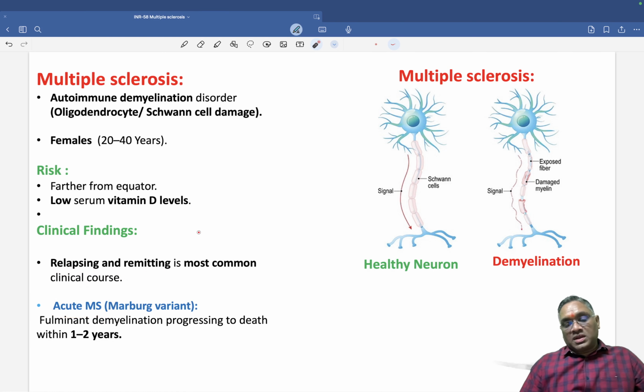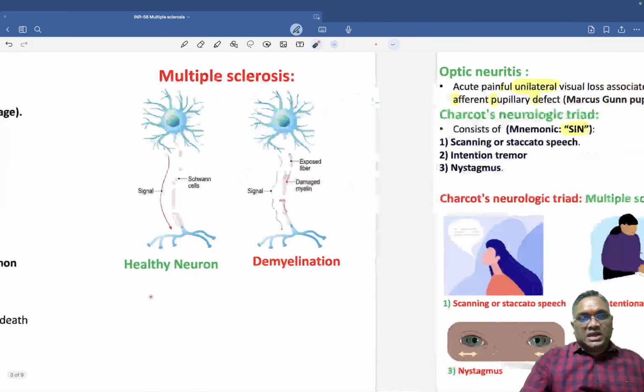In acute multiple sclerosis, there is one variant called the Marburg variant. What is the Marburg variant? It is a fulminant type of demyelination. Remember, there will be rapid damage of the myelin sheath, progressing to death within 1 to 2 years. That is the Marburg variant of acute multiple sclerosis.